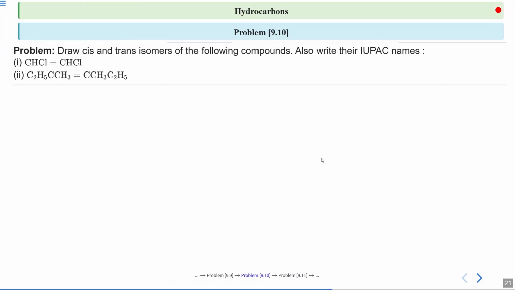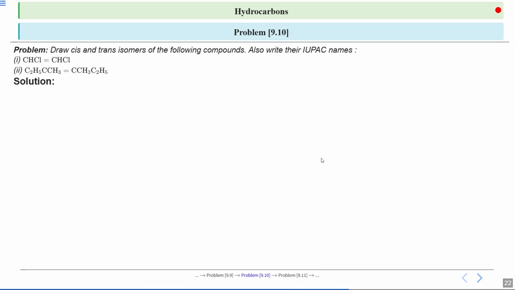Here comes the next question, which is to draw the cis and trans isomers for the given compounds, first and second, and you also have to write the IUPAC names of the structures that are given to us. Let us have a look at the solution. We are focusing on the first compound, which is CHCl=CHCl. The image is now visible, which shows the structural representation of the cis and trans isomers for the compound CHCl=CHCl.